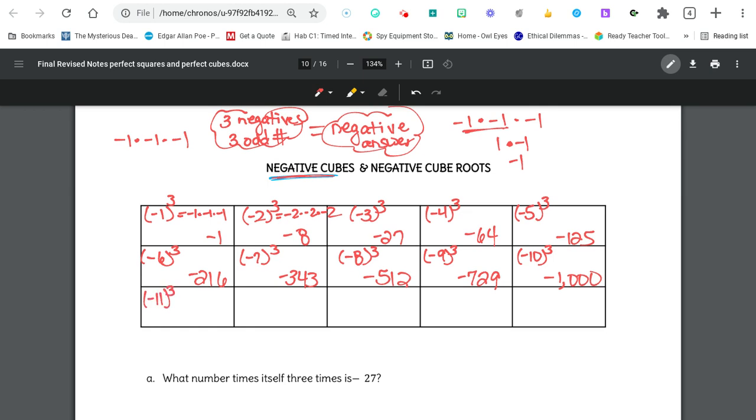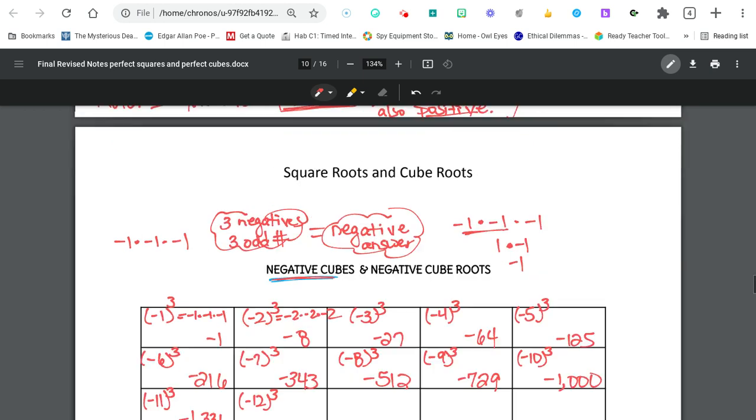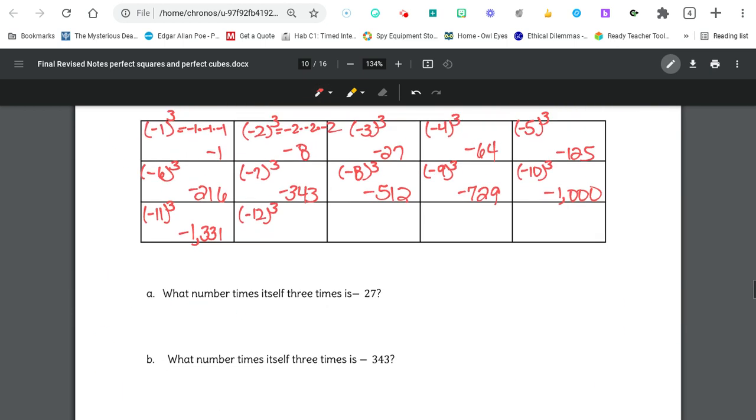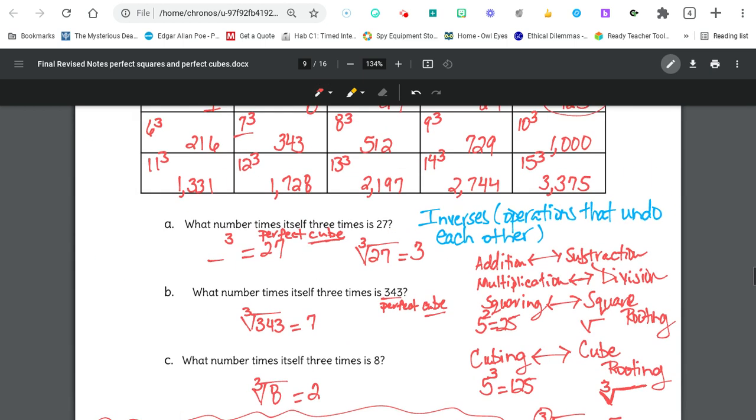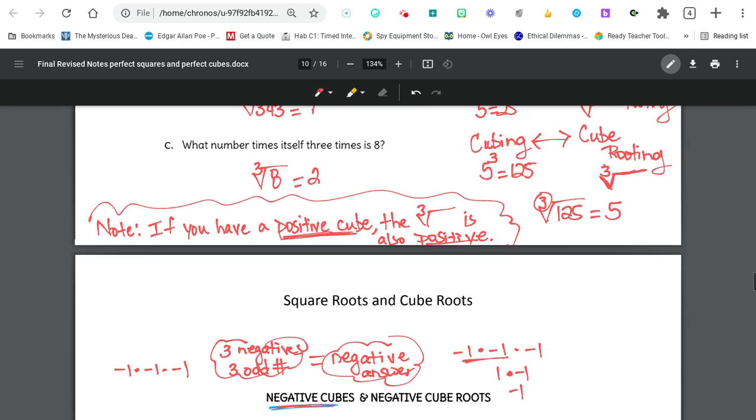Negative 11 cubed is negative 1,331. Negative 12 cubed, I'm just going to look back over here, is negative 1,728. Negative 13 cubed, let me write that a little better. And if you didn't write these down and I'm going too fast, just pause the video. That's all you got to do. Negative 13 cubed is negative 2,197.